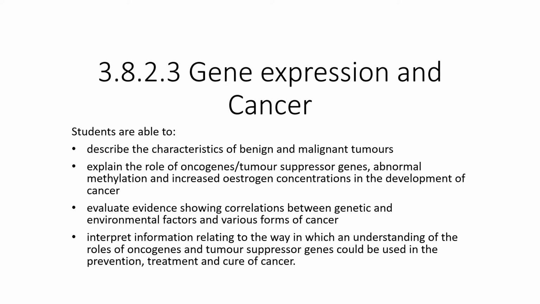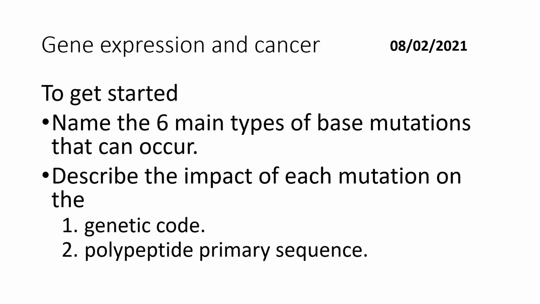This is an A-level biology presentation looking at gene expression in cancer. To get started, all you have to do is name the 6 main types of base mutations that you need for the A-level course and describe the impact of each mutation in terms of the genetic code and the polypeptide primary sequence. Pause the presentation, and when you're ready you can restart and move on and check out your answers.